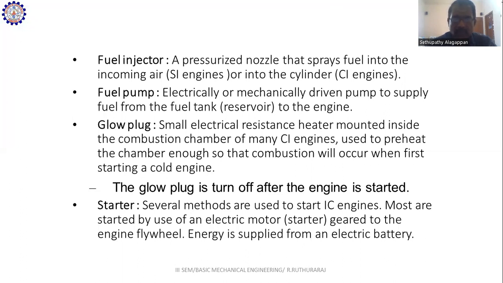Then the starter. Several methods are used to start IC engines. Most are started by an electric motor, that is an automatic starter, connected to the engine flywheel. The energy is supplied from an electric battery. If you switch on, the power goes to the starter motor, and the starter motor is connected to the flywheel. So the flywheel rotates, the piston inside also moves, and the ignition will start.